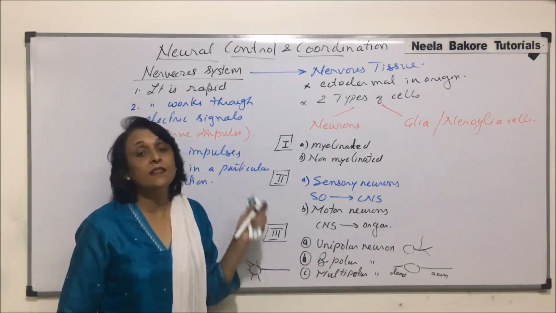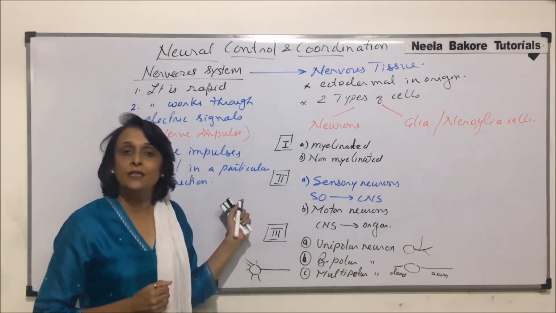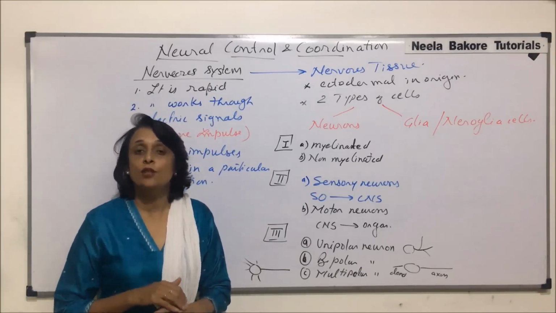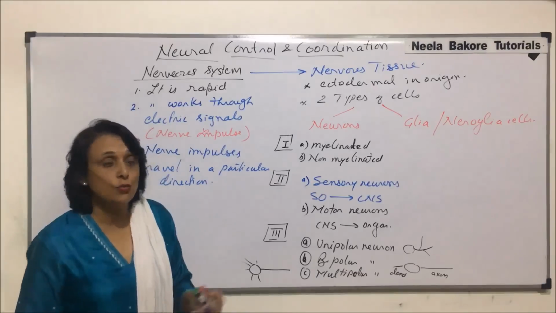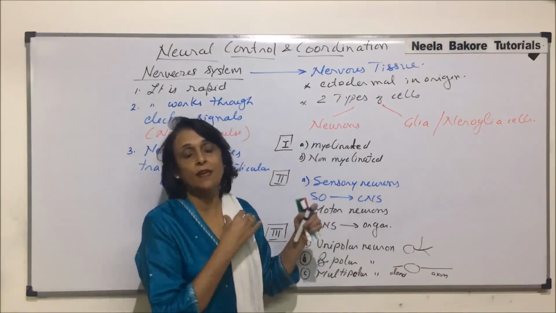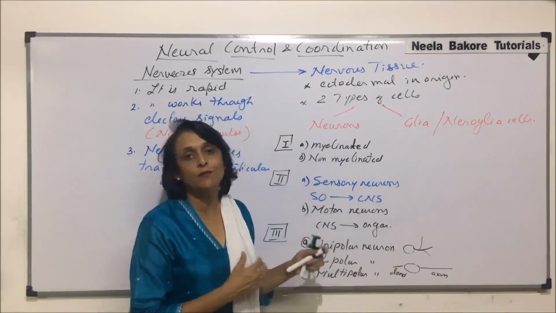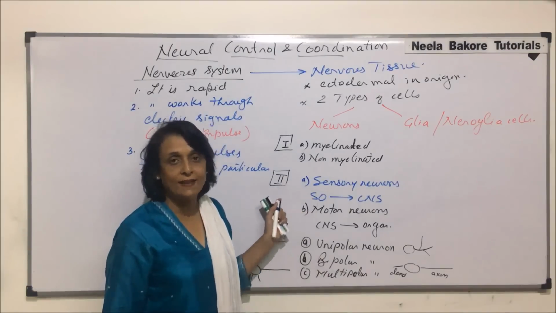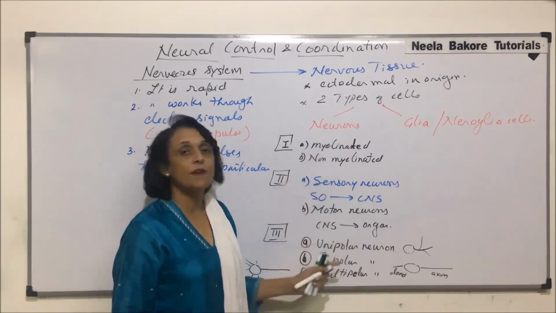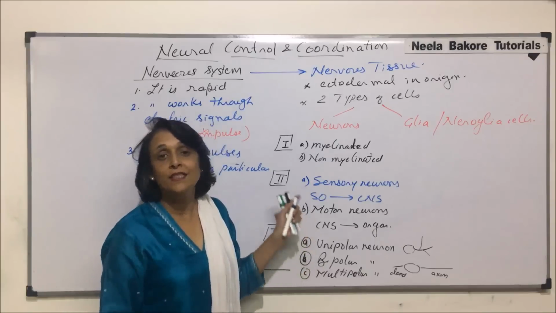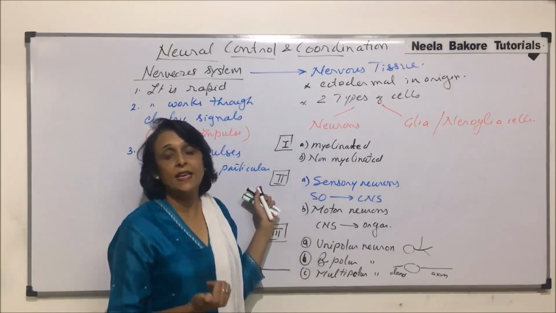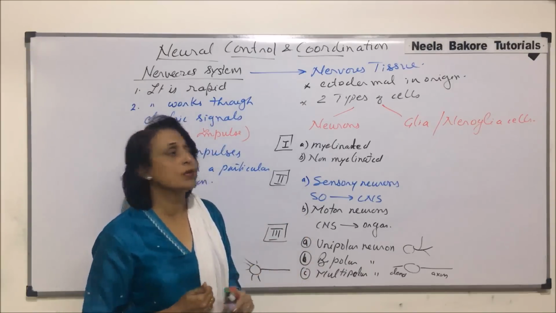And we study these neurons in much more detail when we study the chapter of animal tissues. So this is like when we are starting with nervous system, we have to have a recap of what exactly the neurons are. And that is why we are doing it in short. The details of this is in the animal tissue chapter.